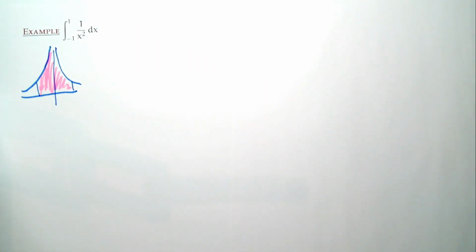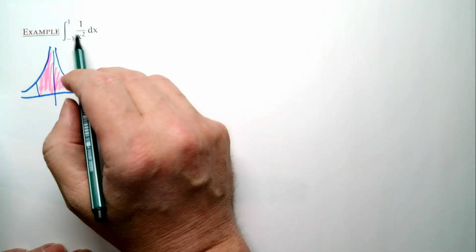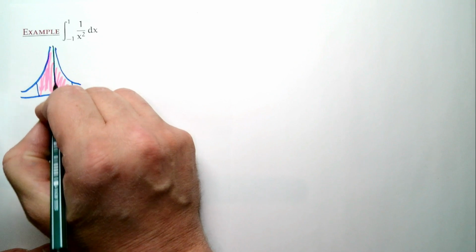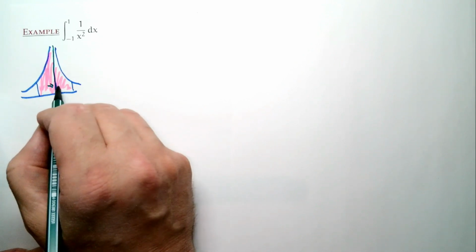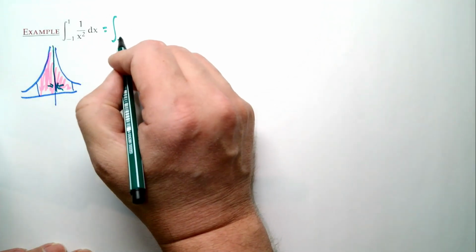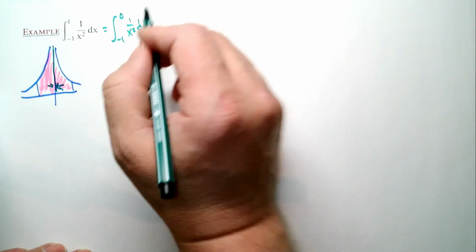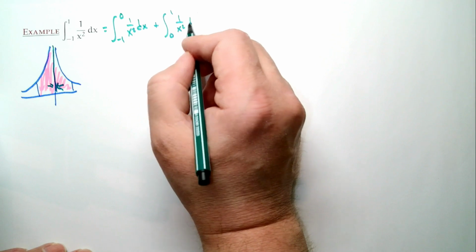All right. Well, our problem is at 0. So what we'll do is we'll say, let's break this up to split our problems, because we really have, in some sense, you could say, look, I have two problems. The problem as I approach 0 from below, and the problem as I approach 0 from above. So we should really think of this integral as negative 1 to 0 of 1 over x squared dx plus integral 0 to 1 of 1 over x squared dx.